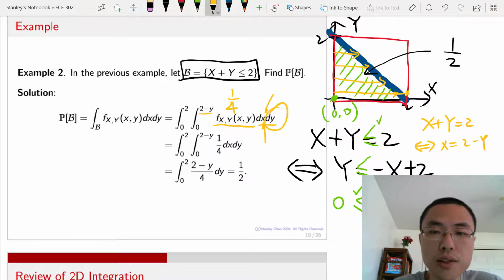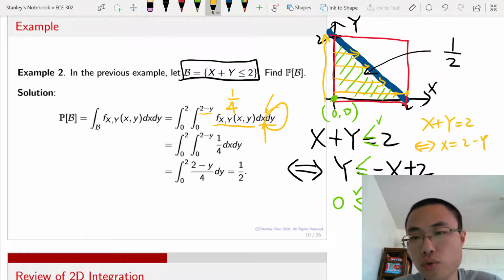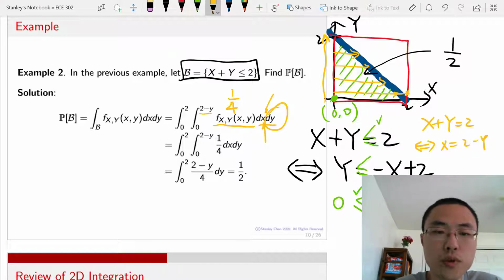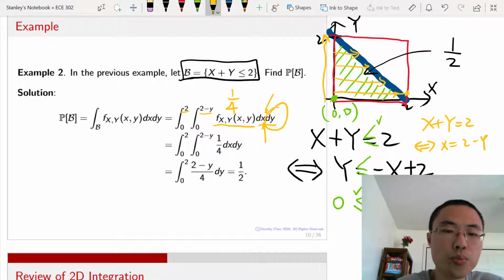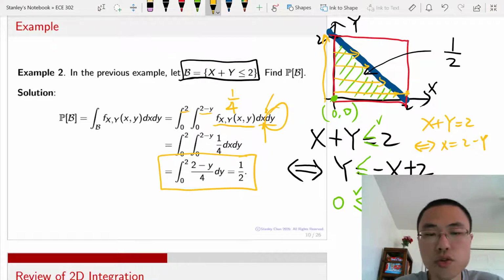Now, how about the outer integration? The outer integration is dy. The dy, of course, you go from 0 all the way to 2. Then you go to 2, so that would be the outer integration. You put all these numbers up, and then the rest is just calculus. You can show that this is indeed 1/2.